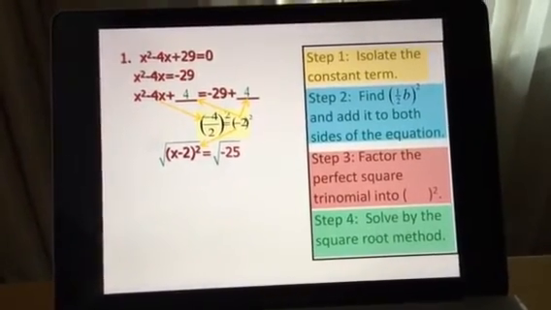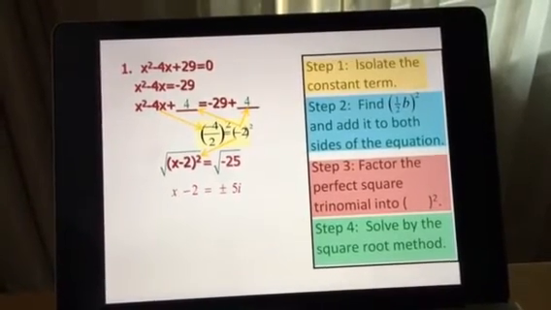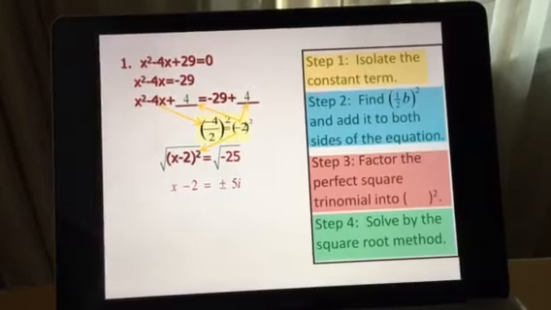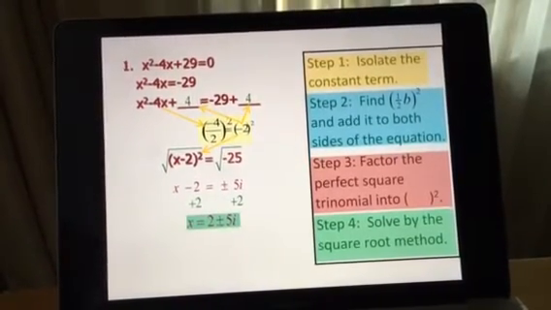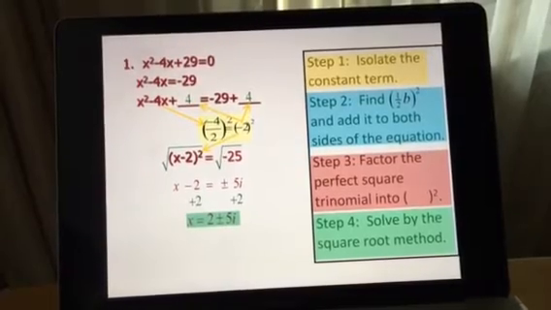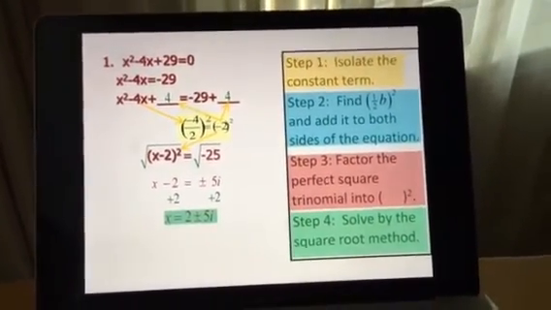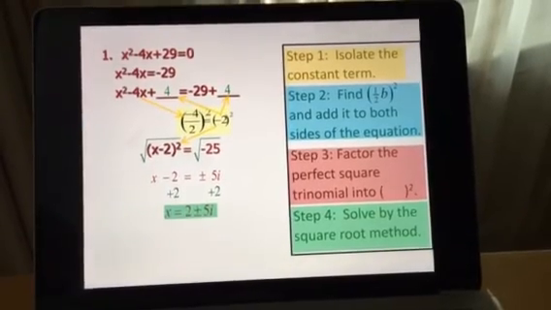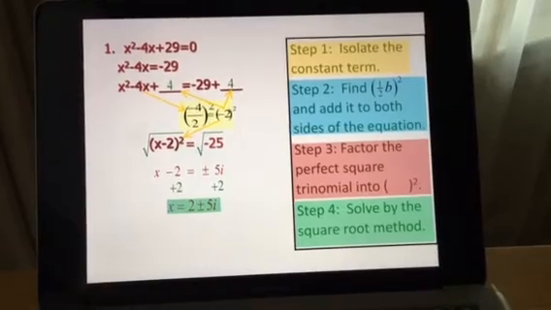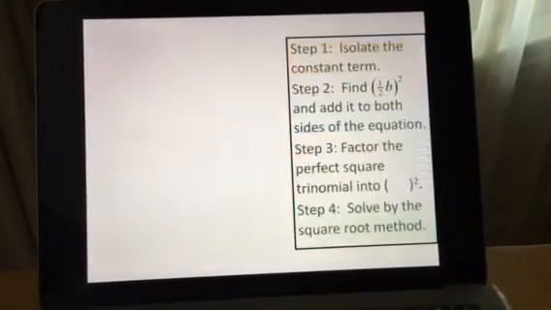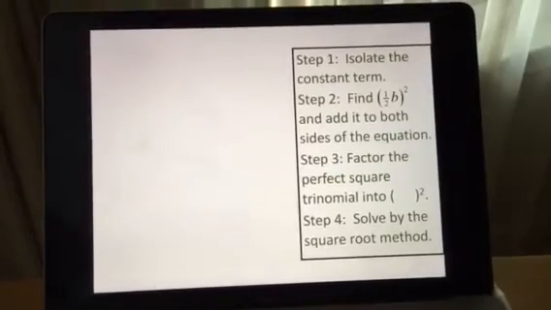We'll take the square root of each side, and we get x minus 2 is equal to plus or minus 5i. How did we get 5i? Well, we got 5i because there is a negative under the radical. So let's go ahead and add 2 to each side. We get x is equal to 2 plus or minus 5i, just like that.